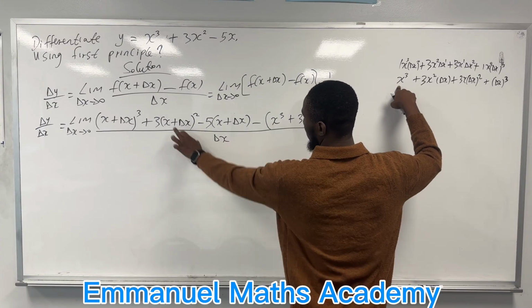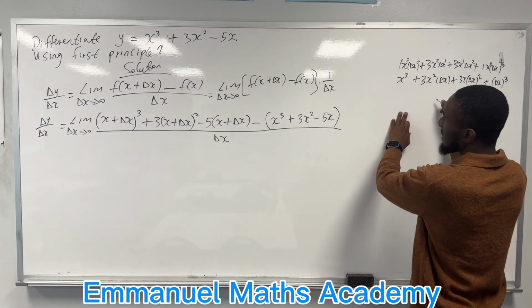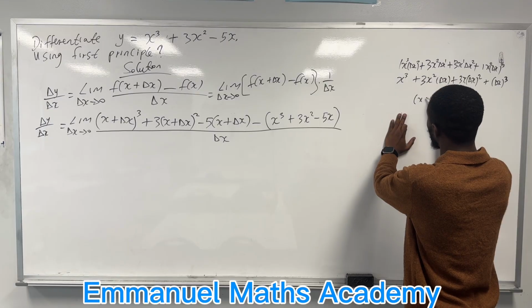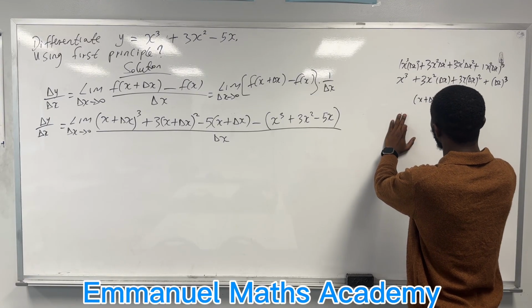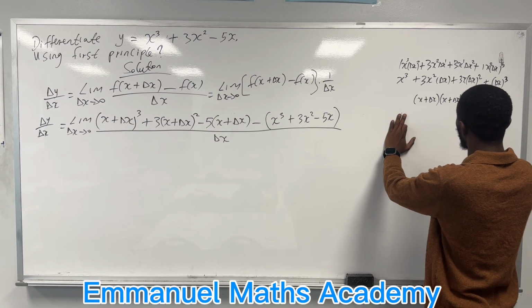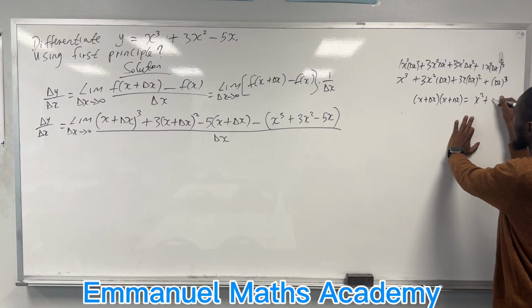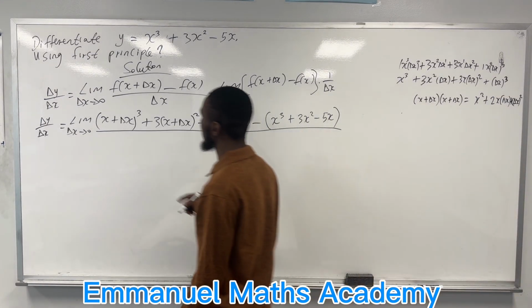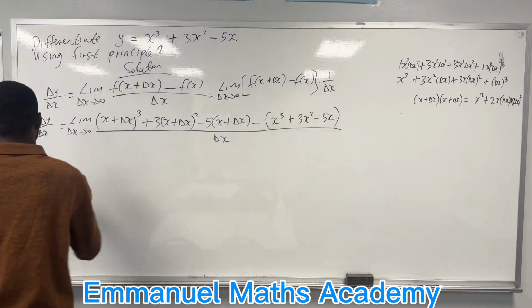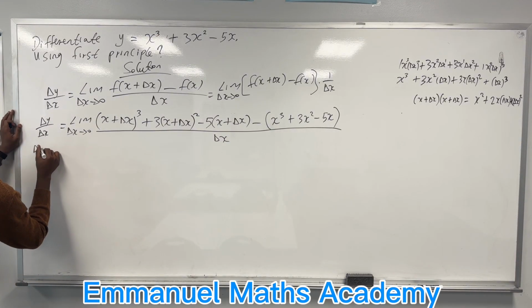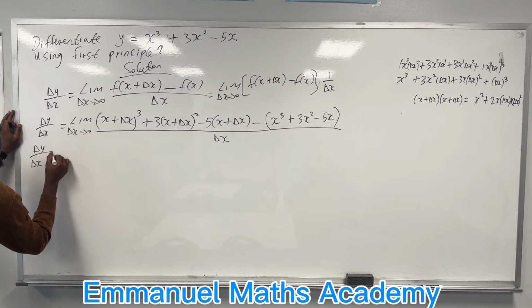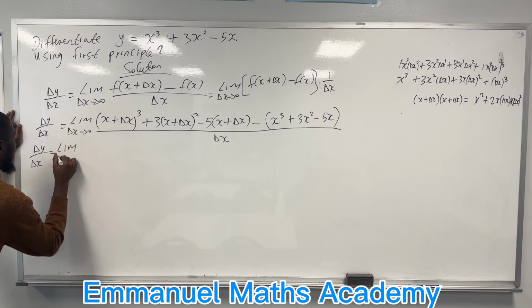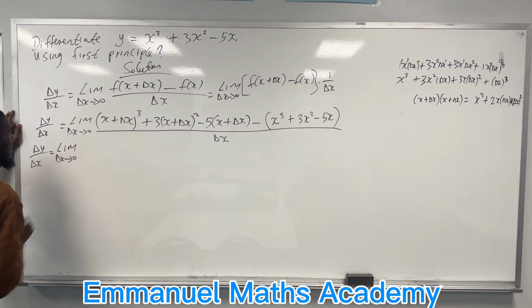So everything here is equal to what we have here. Right? And for this second one, we have x plus delta x, x plus delta x. So this is x squared plus 2x delta x plus delta x squared. Right? So let's replace all those with this. Hence we have change in y over change in x equal to the limit as change in x tends to 0.